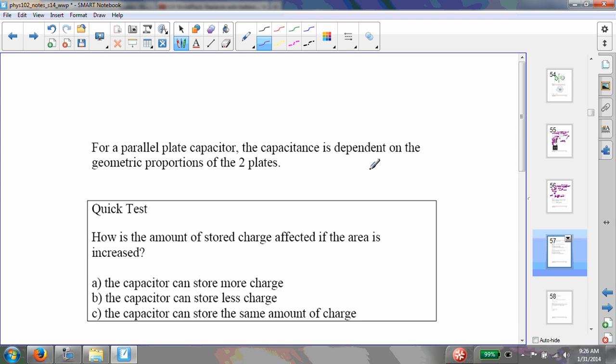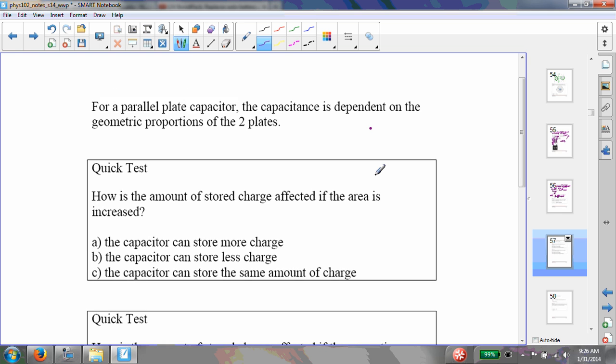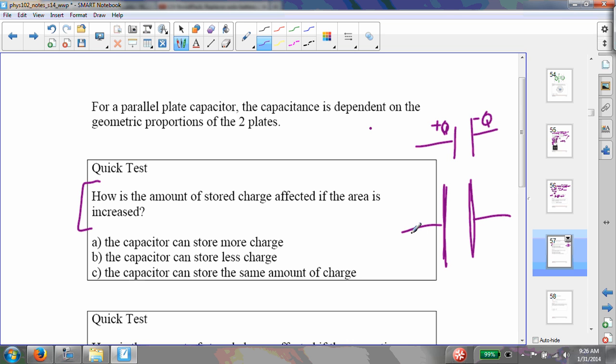Now, for a parallel plate capacitor, the capacitance is dependent upon the geometric proportions of the two plates. So if I have these two plates, and they each have a plus Q and a minus Q, how can I increase the amount of charge that those plates will hold? First of all, how does the amount of charge affect it if the area is increased? If I make the plates bigger, how does that affect the amount of charge they can hold?